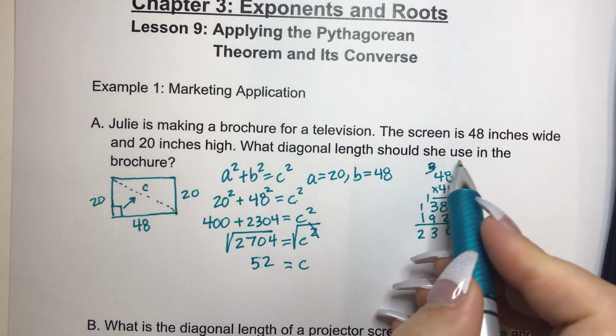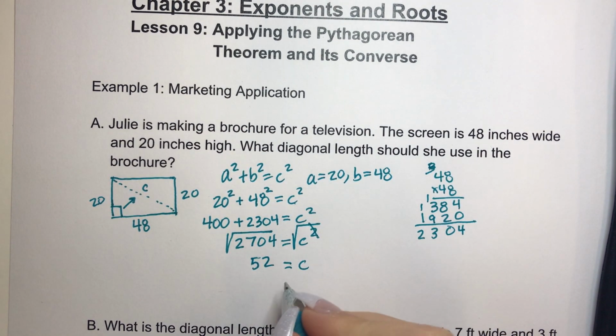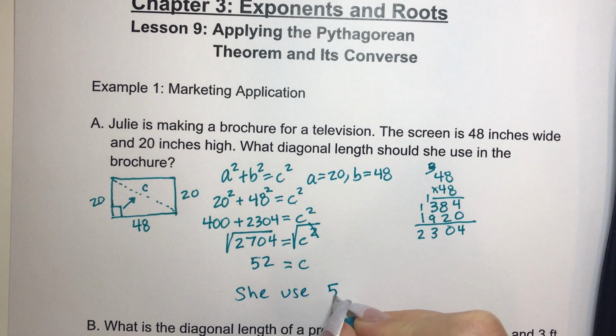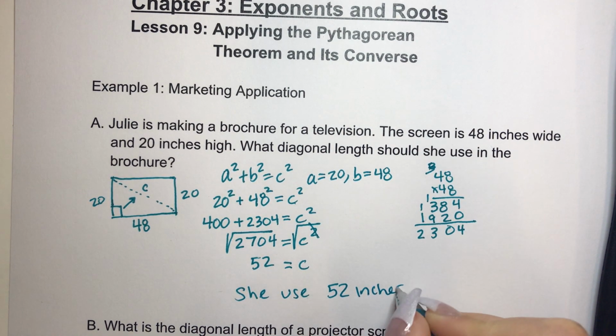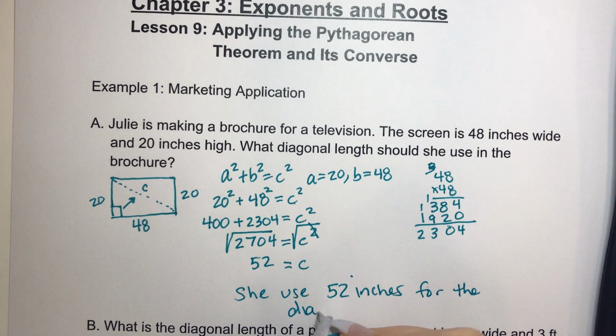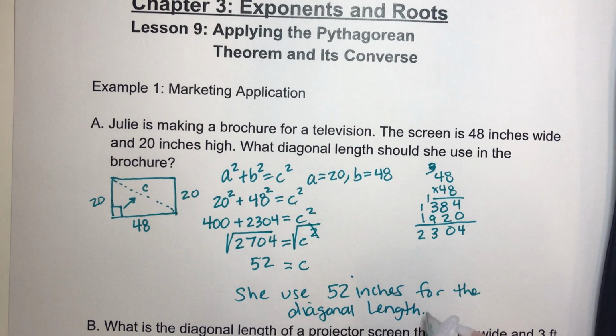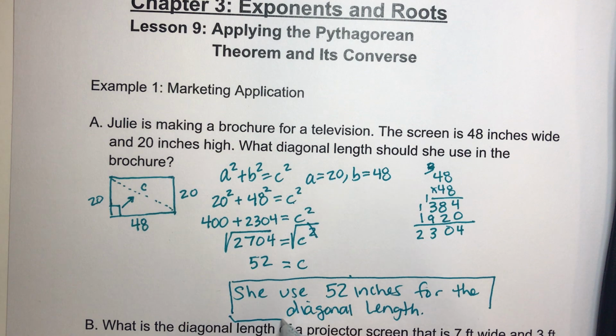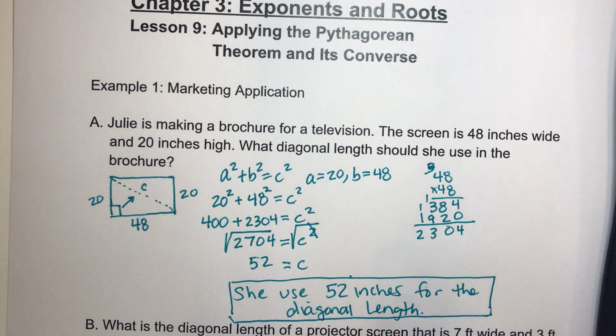Okay, so what diagonal length should she use in the brochure? She should use 52 inches for the diagonal length. All right, and that is our answer. Perfect. Okay, so that's how you do A.